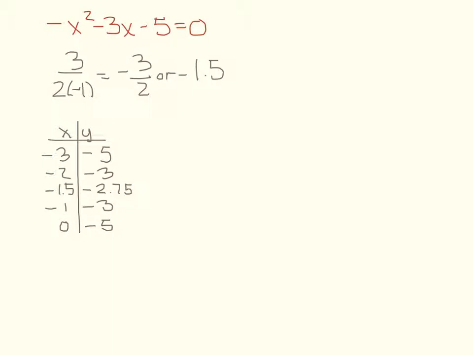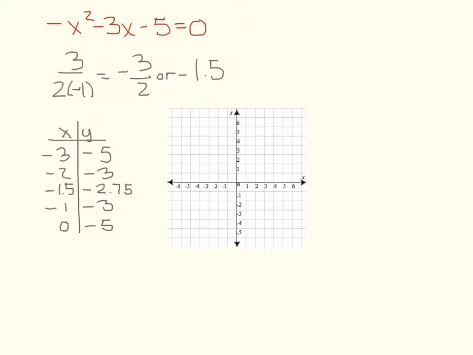So let's go ahead and graph this so far before we start adding more numbers to our table. So I'm going to plot negative 3, negative 5, negative 2, negative 3, negative 1.5, negative 2.75, negative 1, negative 3, and 0, negative 5. So I'm noticing that this is opening downwards. If that's my vertex, it's never going to cross the x-axis. So this is one of them that has no solution to it.